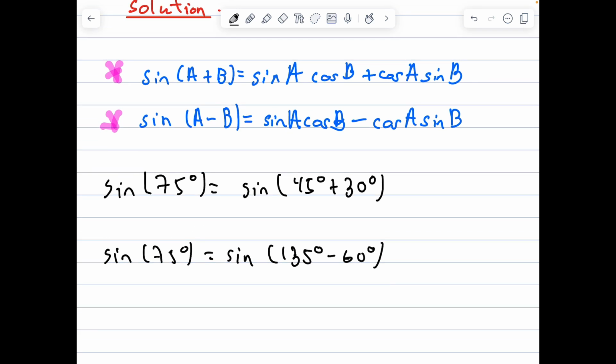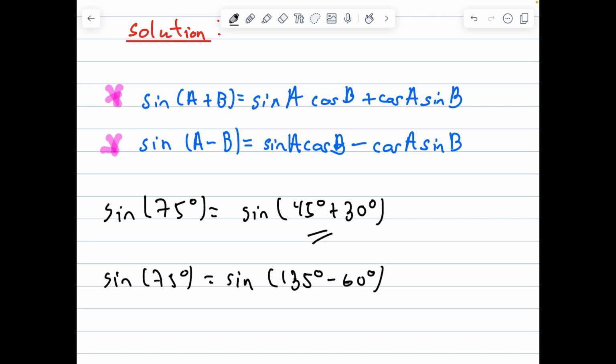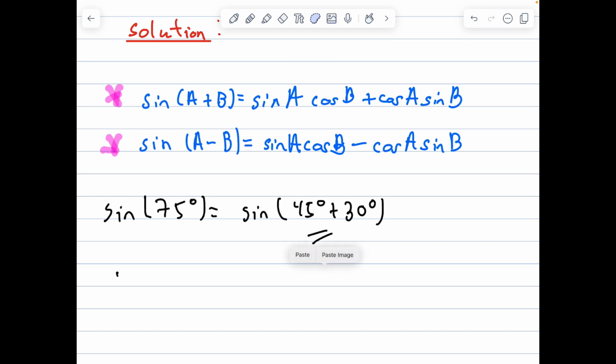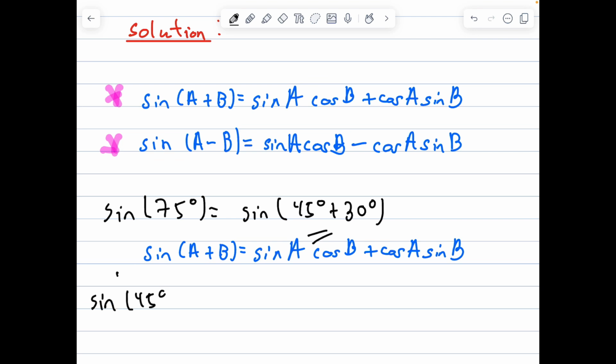However, I'm going to stick with the sine of 45 plus 30, and I am going to be using the formula that you see up here. Let's see what we could copy and paste. Right, so my A and my B here are the 45 and the 30. So when I write sine, A is 45 and B is 30.